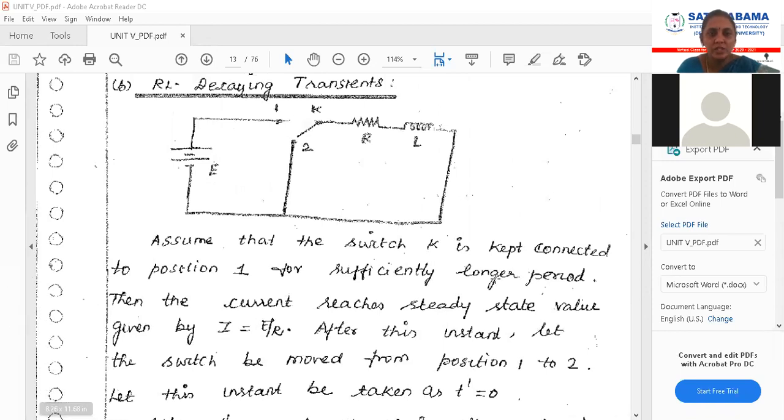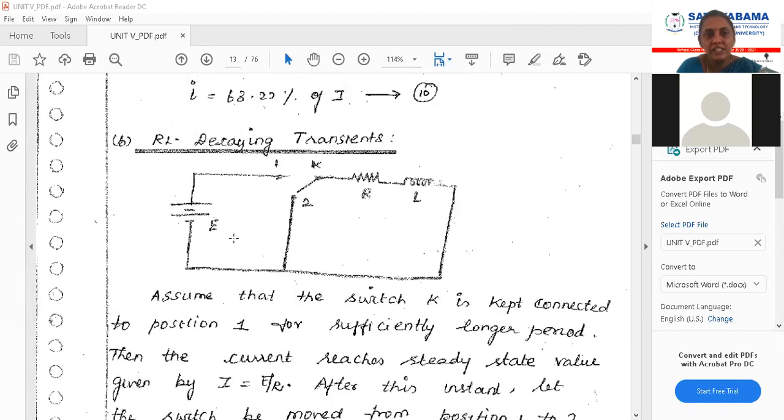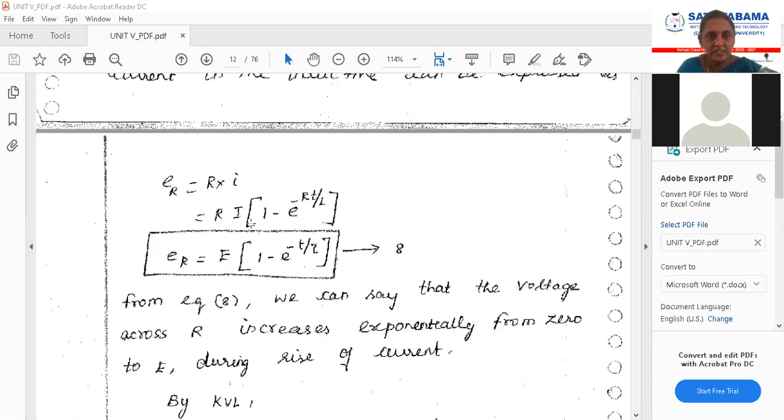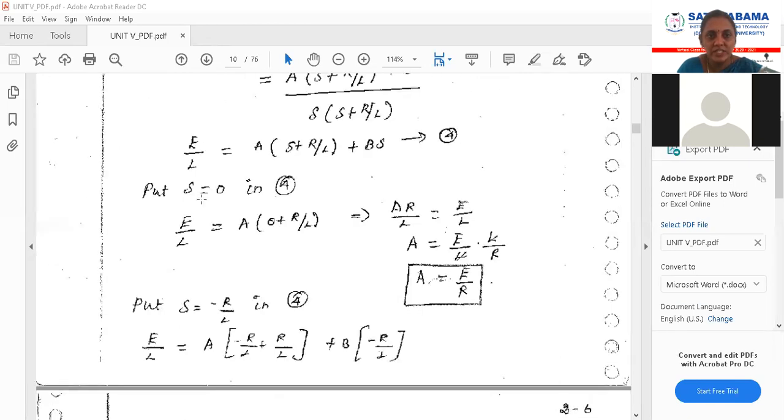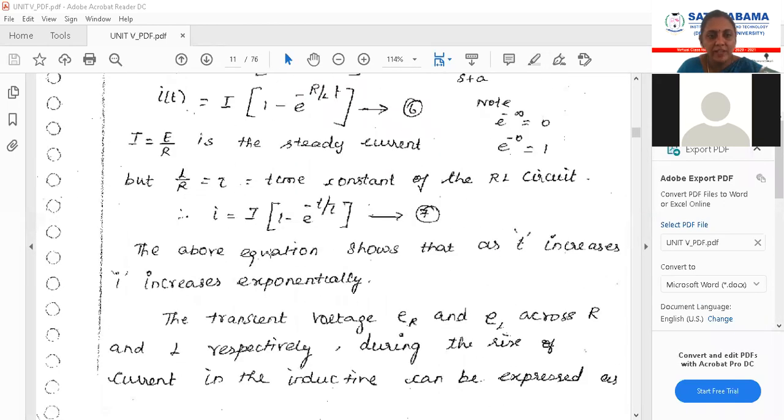Right. So the fifth unit has started with transients. Now you're aware of RL transients charging. It was derived in the last class, and i(t) has been obtained as i(t) = I(1 - e^(-Rt/L)). So here you have the time constant. The time constant in RL is defined as the ratio L/R. This is the time constant derived for RL transients charging.